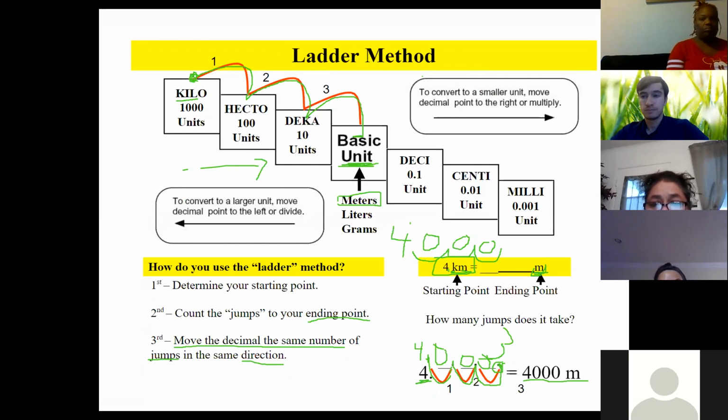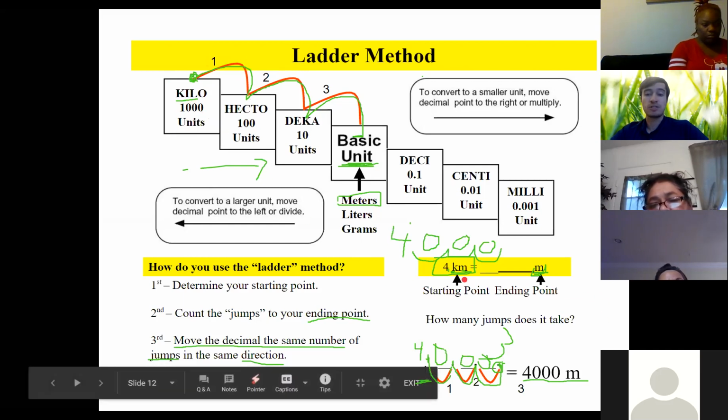So I guess we're going to have to use the ladder method and just start, like you said, with 4 kilometers and then start right there. And then you said count the jumps to your ending point. So we'll have to go like, we're going left and right, kind of.